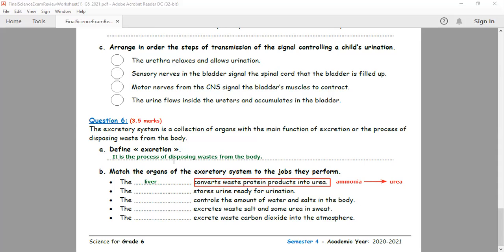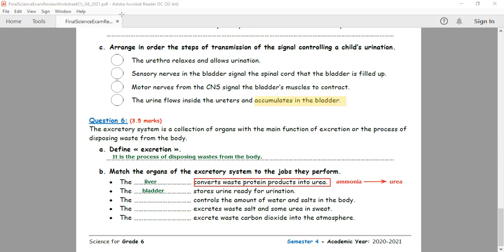What stores urine? You have a pocket in all of our bodies to store urine. What is it called? The urethra? No, the urethra is the tube that lets urine out. The bladder. The bladder is the pocket to store urine. If you look right here, it accumulates in the bladder. All of the urine is stored in the bladder. We're talking about the bladder.